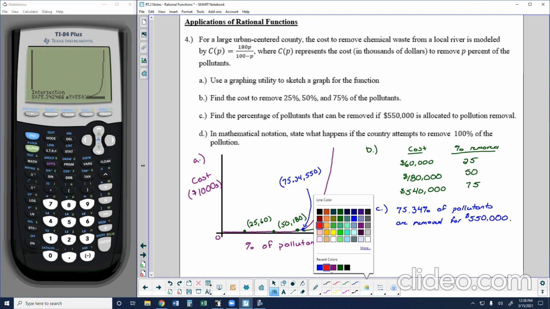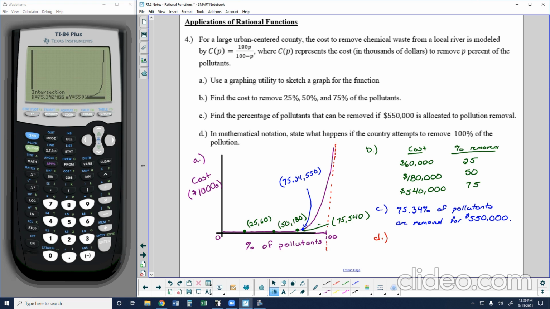Question D says, in mathematical notation, state what happens if the county attempts to remove 100% of the pollution. Well, what we can see here is that as we approach 100, this graph dramatically increases. And we might take a look at why. If I go back to the function, what I realize here is the denominator is 100 minus p, which means that 100 is a restriction on the domain. Actually, 100 is what we call a vertical asymptote.